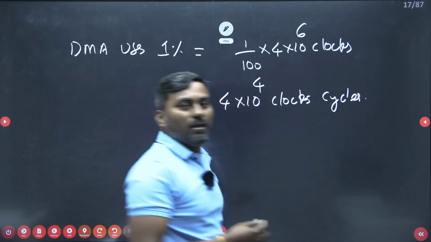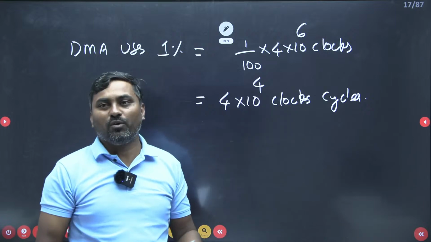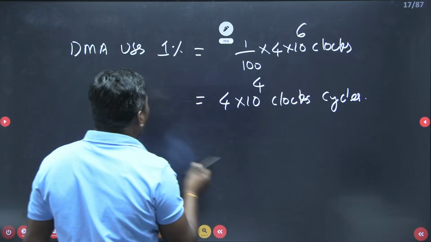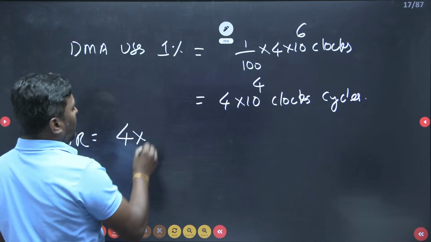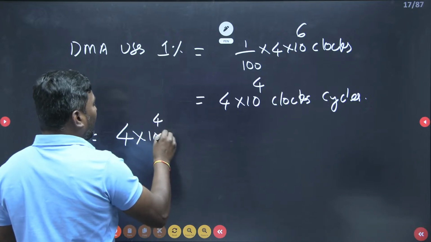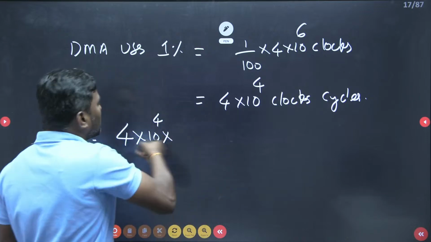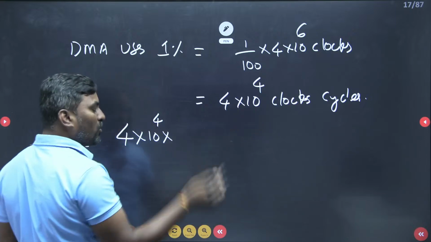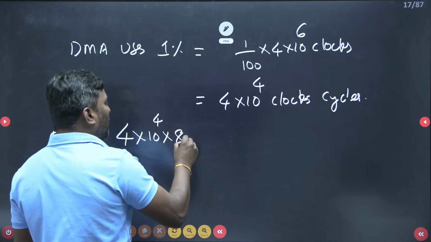Now, these many clock cycles are used per second only, right? They are asking the data transfer rate per second only. So one cycle, how many bytes are you sending? DTR equals 4 into 10 power of 4 into, so one cycle you are sending 8 bytes. So the data transferred per unit of time is in seconds, and I have to say 8 bytes.